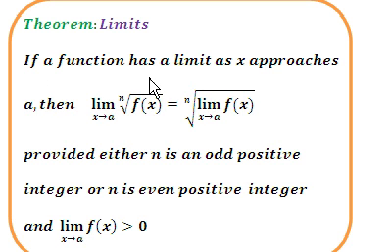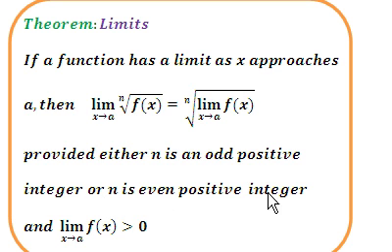If a function has a limit as x approaches a, then, now this should look familiar, this is what we pretty much have, and you can see here that I'm bringing this radical outside, rewriting the limit underneath it. So these two limits are equal, provided either n is an odd positive integer. Now remember what n was in our problem, it was 3. So that would fall under an odd positive integer.